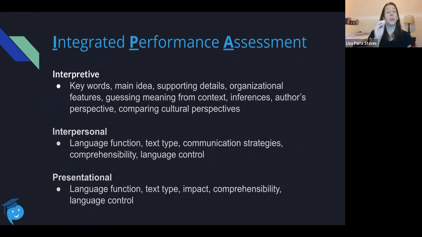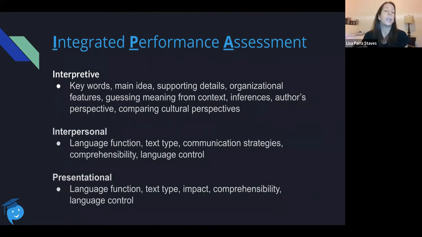So if we're using interpretive IPAs in our classrooms, we're breaking down these skills for the students, and in turn, we're giving them feedback on where might you need more work? Where are you good? And as a teacher, where might I need to give more attention and time in the classroom, more practice to my students?